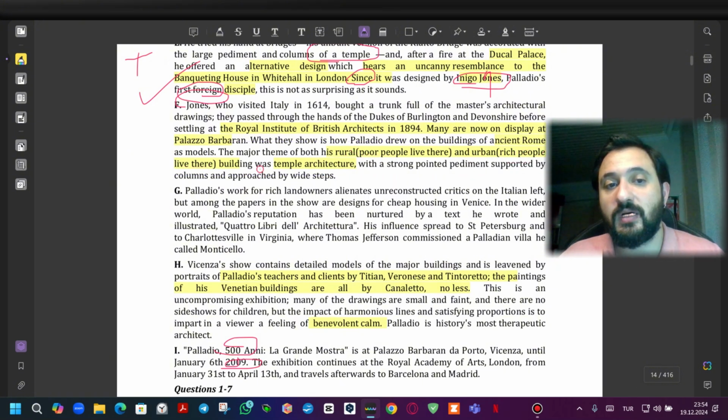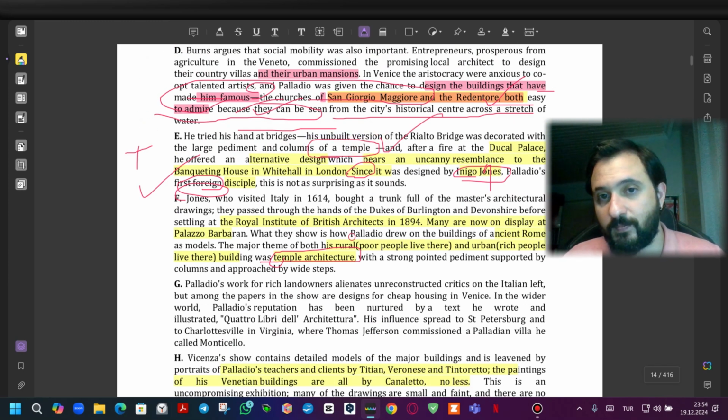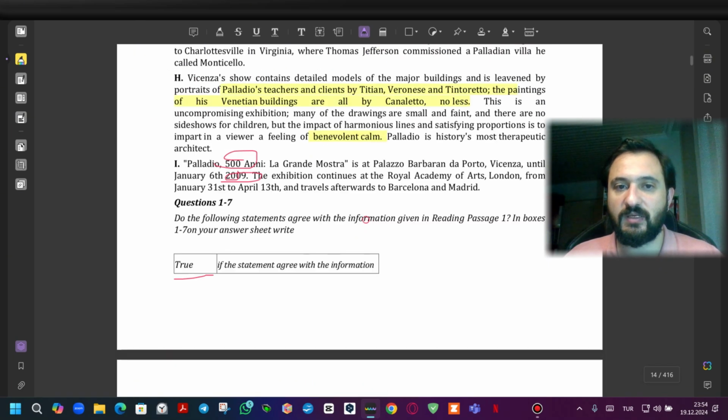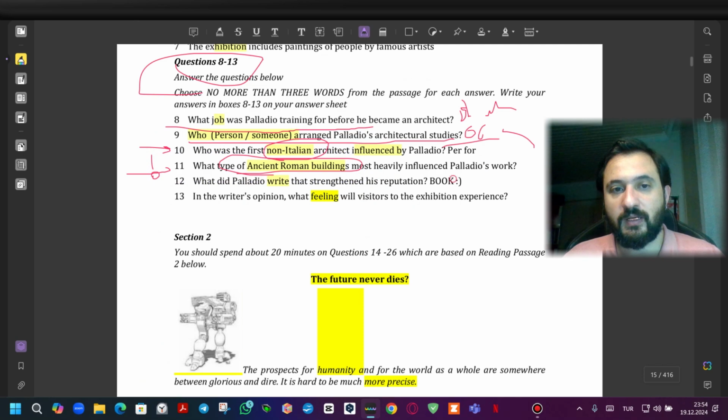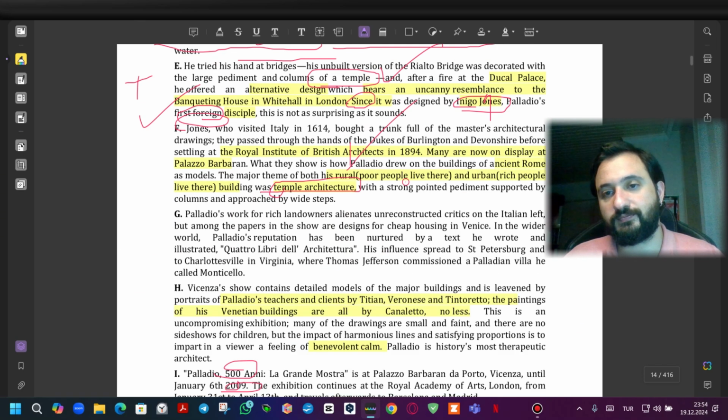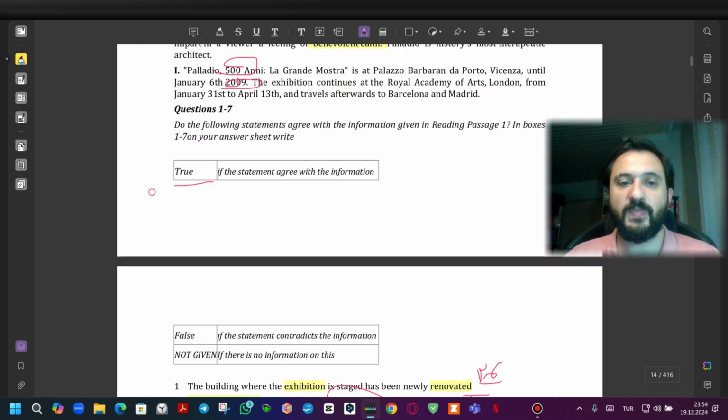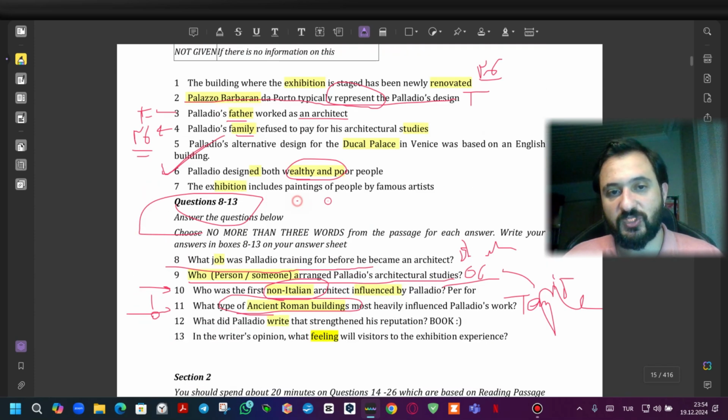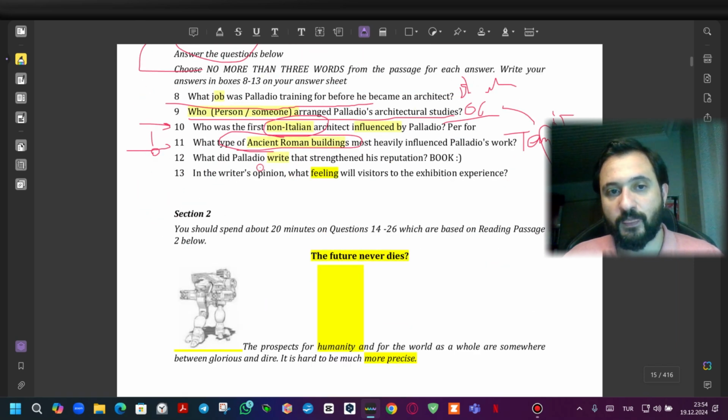Okay, it was temple architecture. Temple is repeated two times, so I don't have any other option. Where is the question? Ancient Roman building, temple, with strong pointed pediments supported by columns and approached by wide steps. So what do I have left? The exhibition includes paintings of people by famous artists, and he wrote something about feeling.